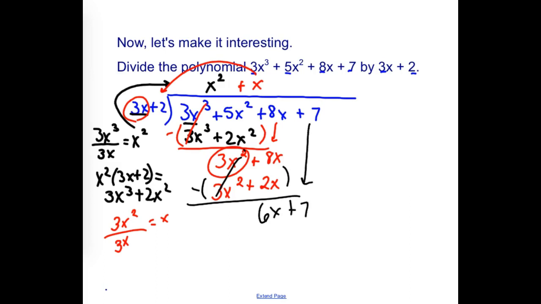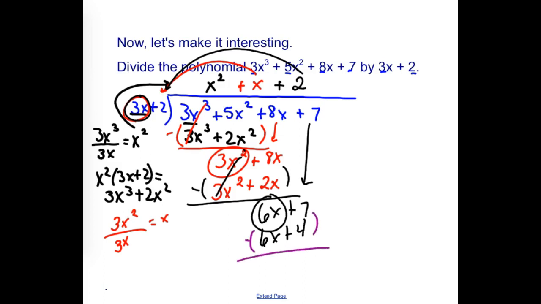And repeat it again. I'm taking 6x, my first term, divided by my first term, 3x, which is just a 2, and then multiply 2 times all of that, which gets me 6x plus 4, and I subtract. So 6x minus 6x is gone, 7 minus 4 is 3. So you'll see the same kind of numbers that we had in the original problem.